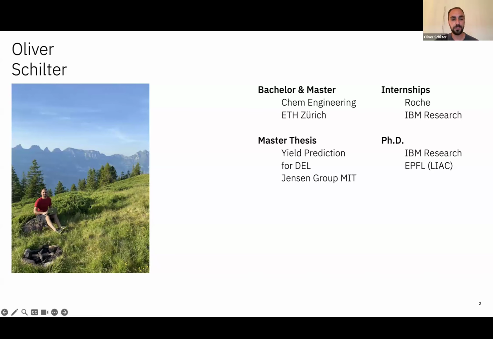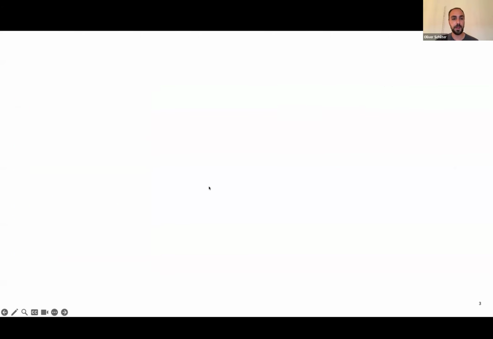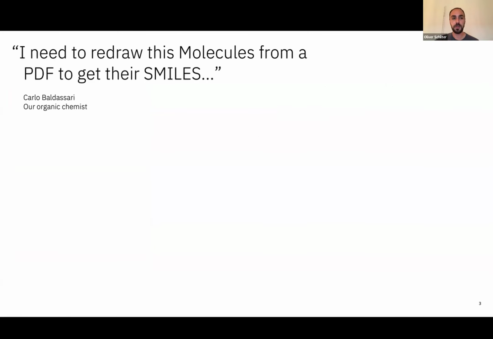And here on the left, you see me on top of a Swiss mountain starting a reaction with my laptop in our robotic lab in Rüschlikon, Zurich. And in this lab, I am one of the cheminformaticians that actually spent time in the lab. So one of these days I was there, and our organic chemist, who has no cheminformatic background, was basically redrawing molecules in ChemDraw from a PDF to get their smiles, because often the online tools for, let's say, retrosynthesis, you have to draw the molecule or enter the smiles.